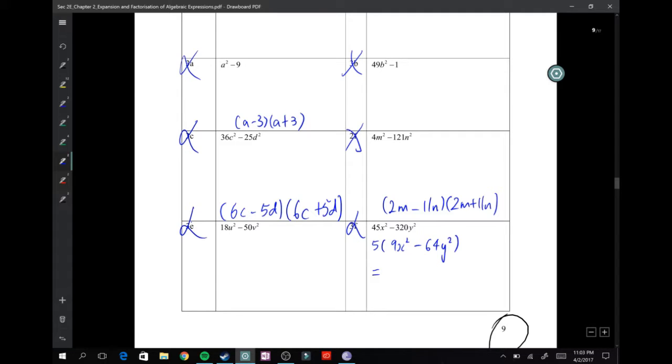Remember, first step, always take out the common factor. For those who do not know how to do this, skip this page, fast forward about 30 seconds. Same thing for 3e, take out the common factor. First, the common factor is 2.